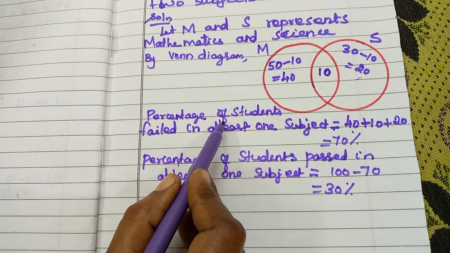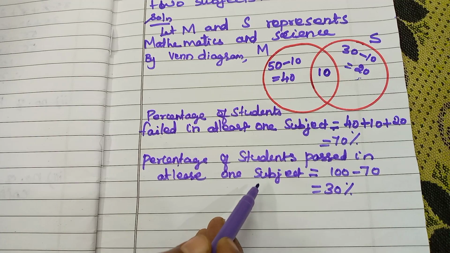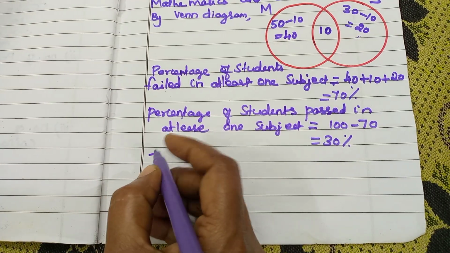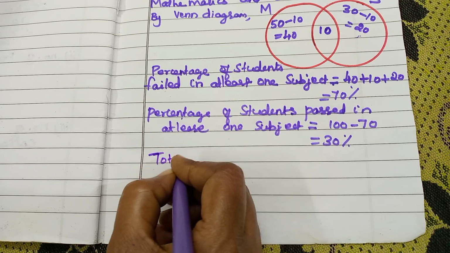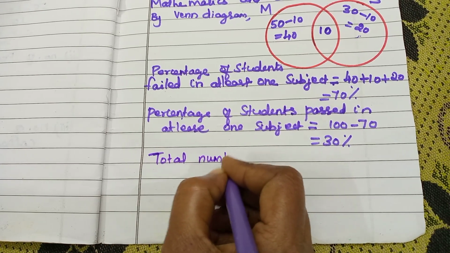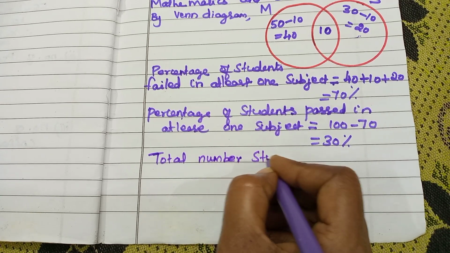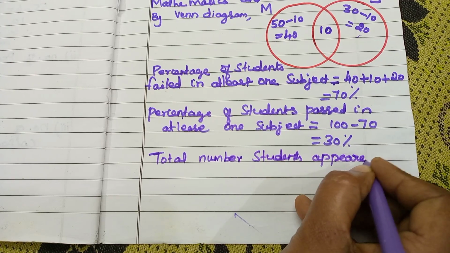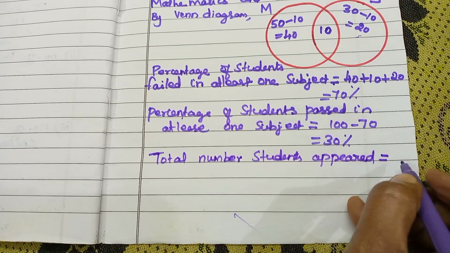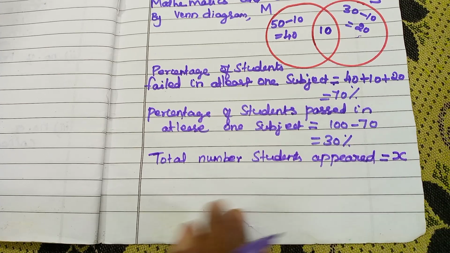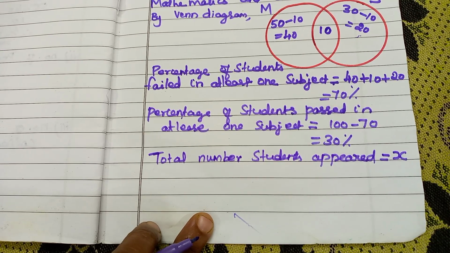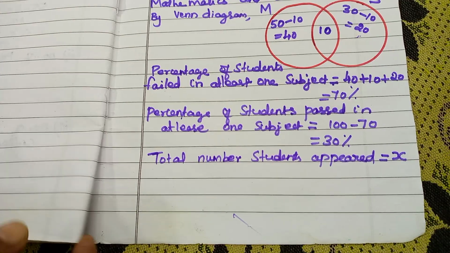Now easily can we find the total number of students appeared. For that only this percentage and this percentage we are finding. Now total number of students appeared, let us take as x. By given, what is given? 300 students passed in at least one subject. What is given in the question? 300 students. See the question.